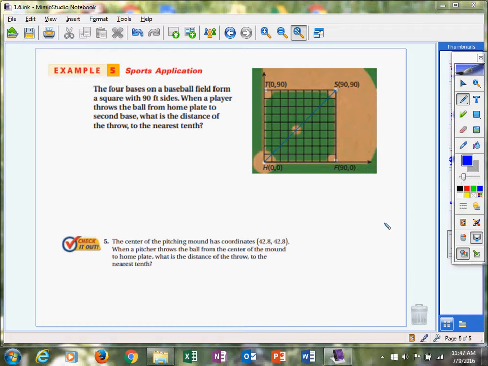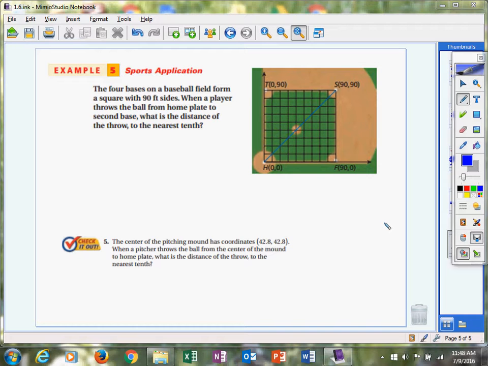The bases on a typical field are 90 feet apart from each other, and they want to know if the catcher throws the ball, he's at home plate, he throws it to second base, a perfect path where he's standing on home plate throwing to second base and actually throws it to a person on that base. What's the length of that throw?